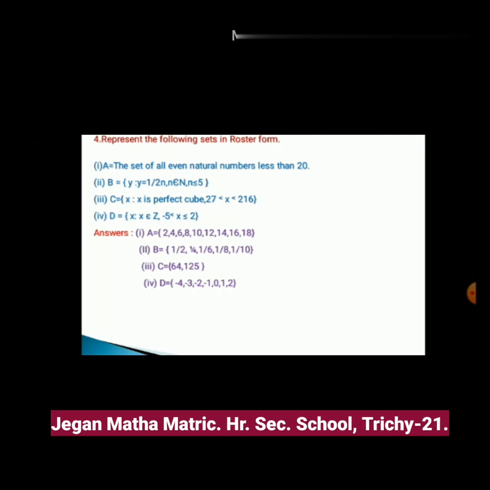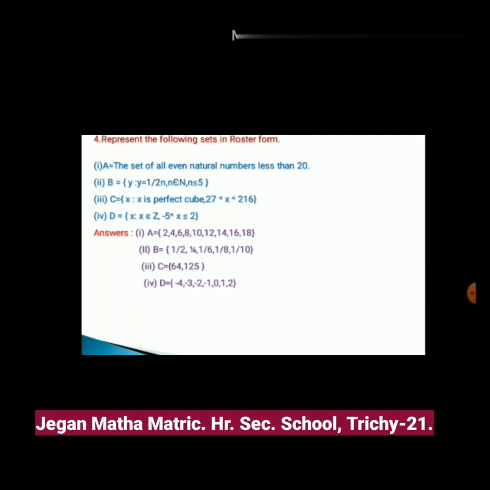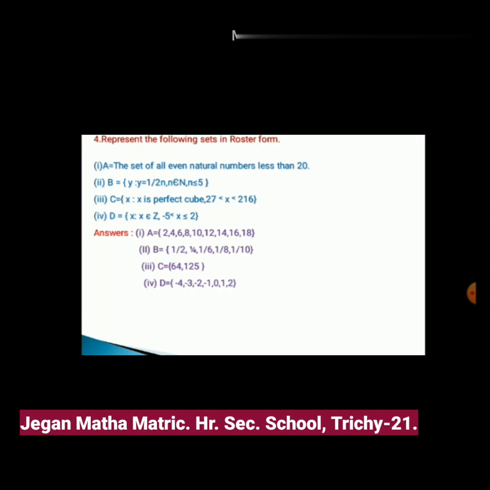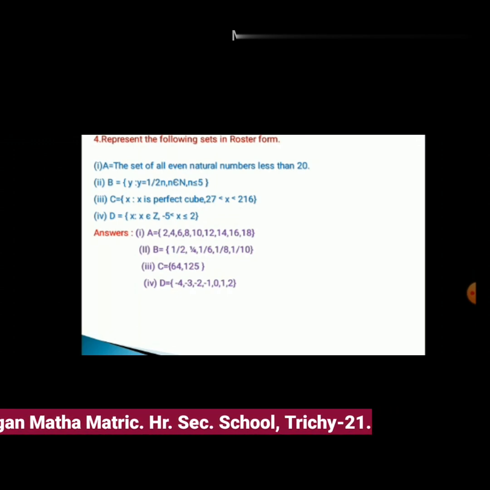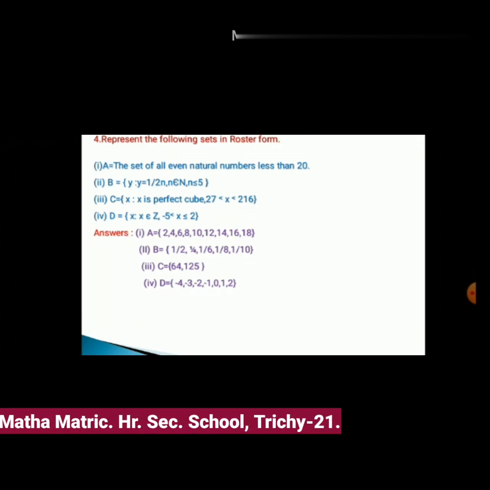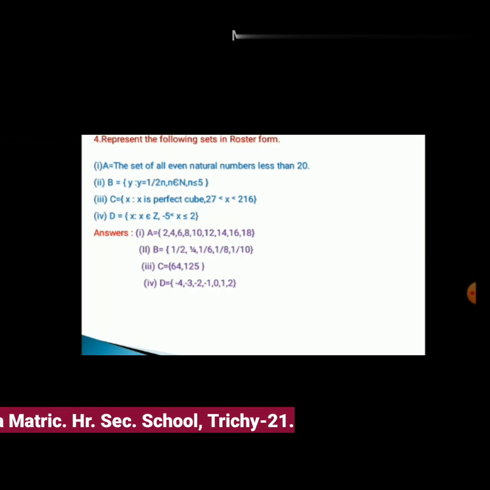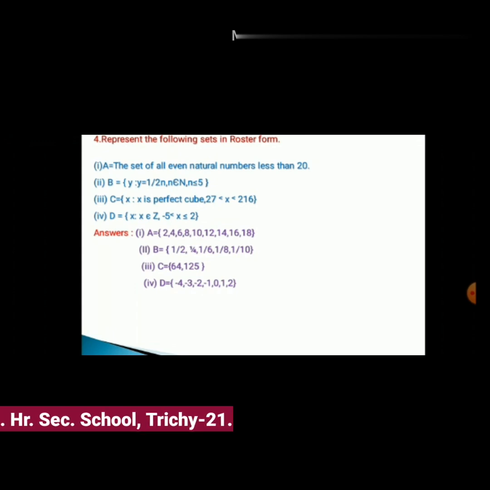In the fourth question, set D contains elements x, and x belongs to Z. Z means integers. Already we know integers contain positive integers, 0, and negative numbers. So the condition is minus 5 less than x less than or equal to 2. So x is greater than minus 5: minus 4, minus 3, minus 2, minus 1, 0, 1, 2. That's all. So D set has the elements minus 4, minus 3, minus 2, minus 1, 0, 1, 2. This is the fourth answer.